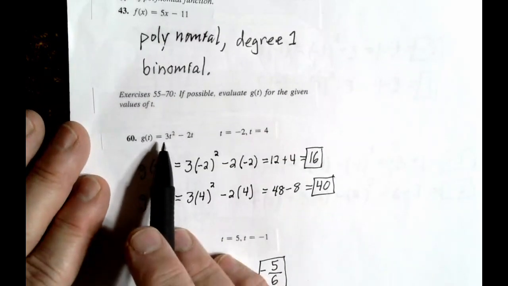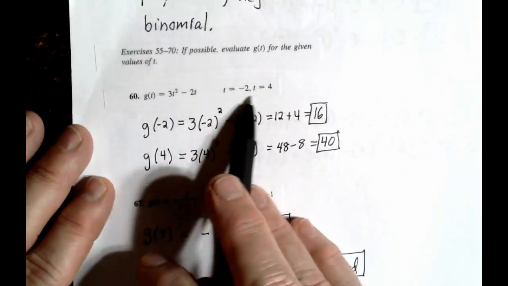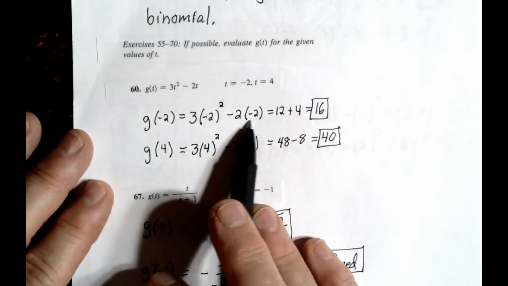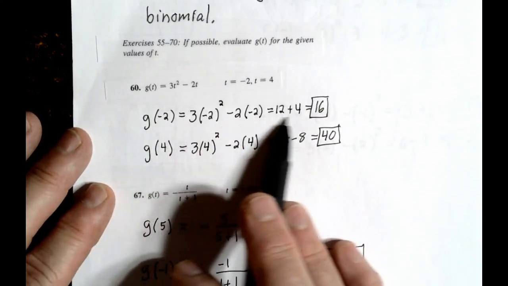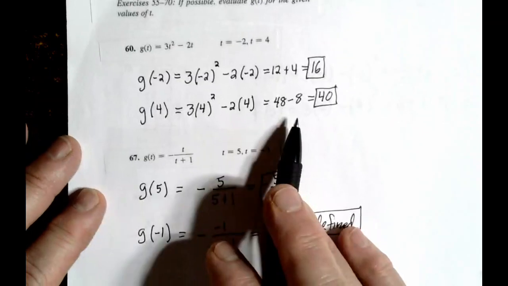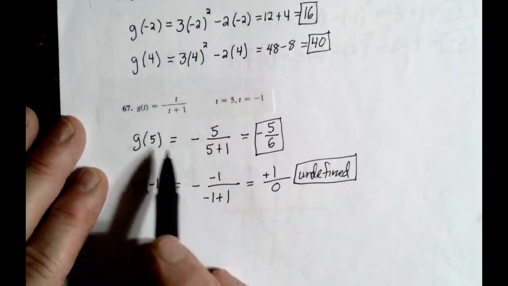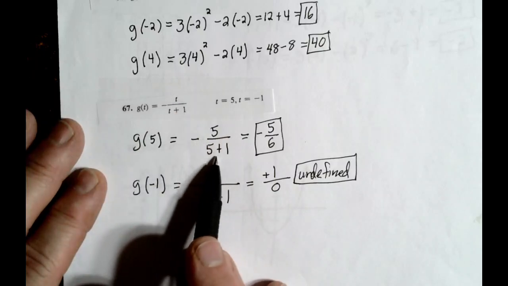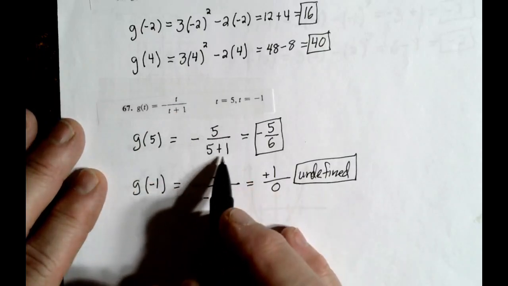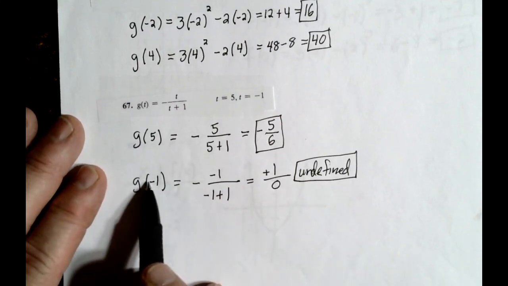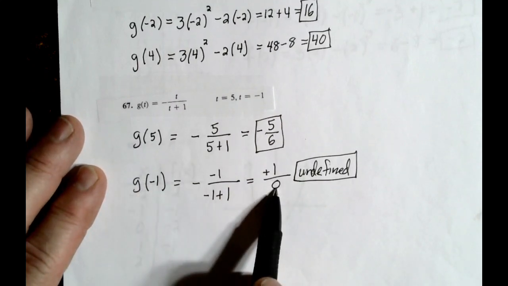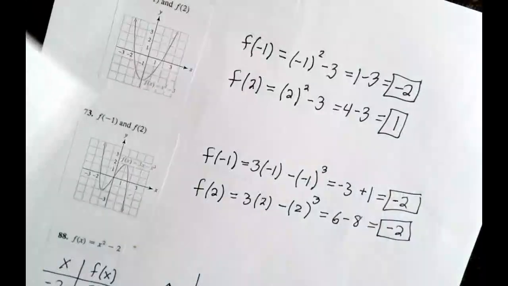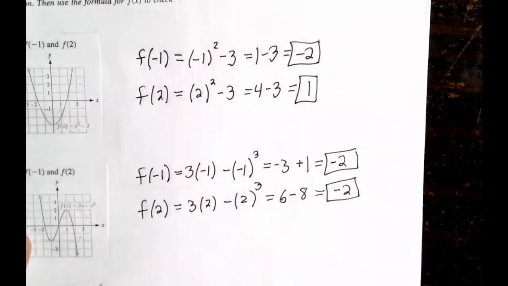Right. So now this one, they ask you to plug in -2 and 4, so you use g of blank equals 3 times blank squared minus 2 times blank, and you plug in -2 into there and you get your answer. Same thing here with 4, you plug that in. Same thing here, you plug a 5 in there for t, and you get negative 5 over 5 plus 1, which is negative 5 over 6. This one you plug in a -1 and you get 0 in the denominator, so that means that's undefined there. Okay, so you don't get an answer for that one.